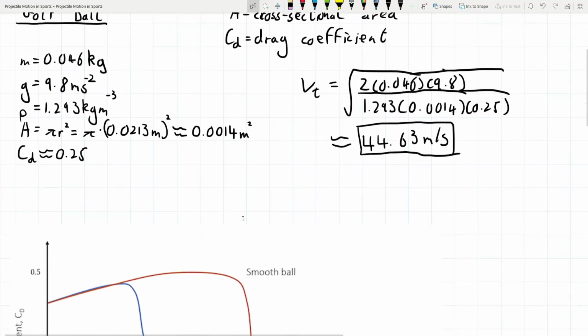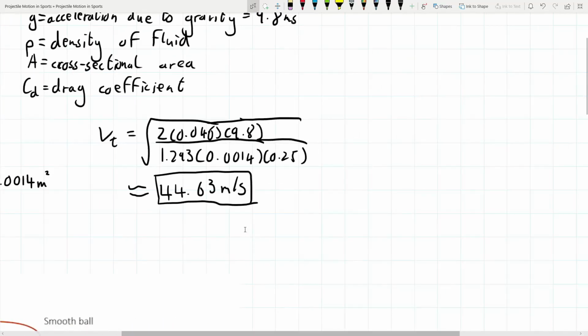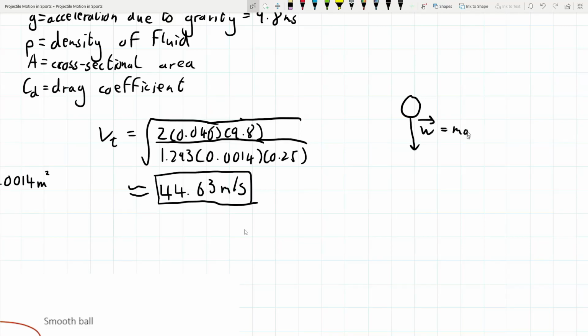So if we just consider a ball going downwards due to gravity, this is its weight pulling it down, which is equal to mg, and then you have a force pulling it up, which is the drag force, which is equal to minus kv. The sum of the forces equals ma, and that's going to be equal to mg minus kv, if we say that going down is positive and going up is negative.